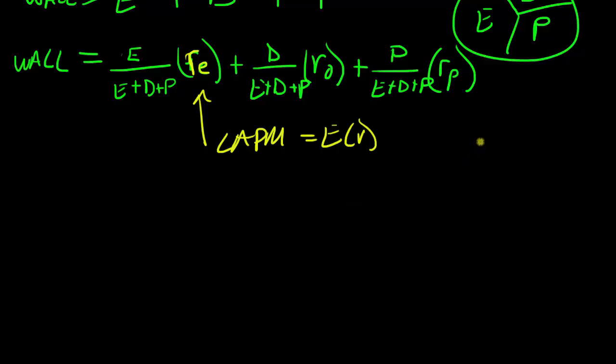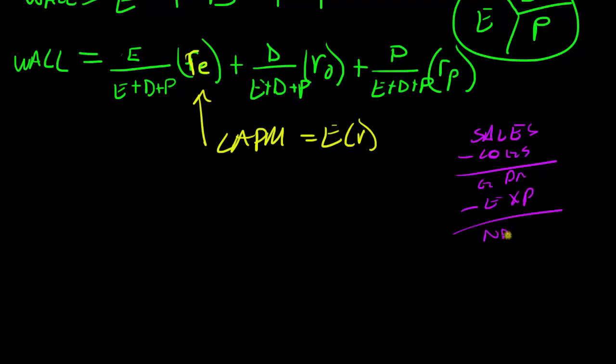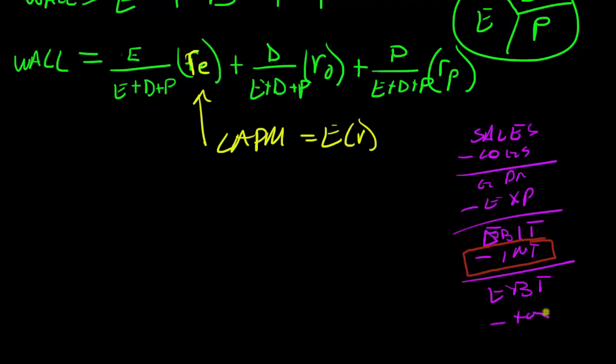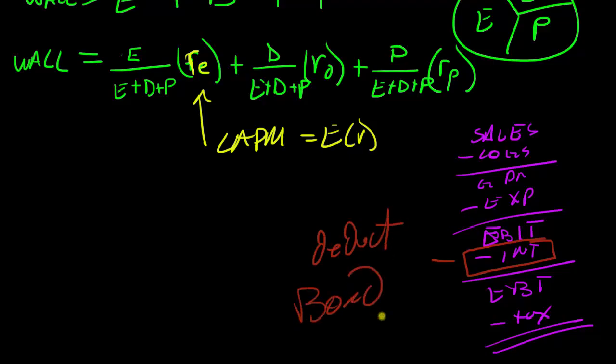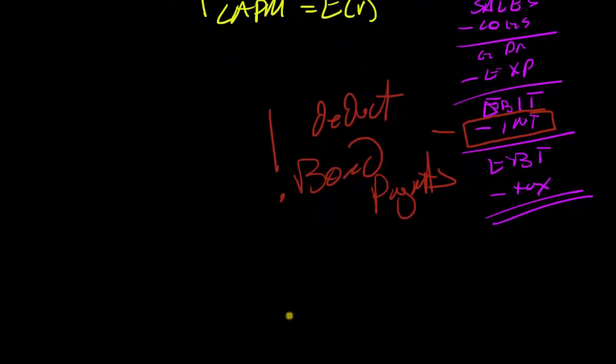And so if we look at our traditional net income statement, sales minus COGS gives me gross profit, minus expenses gives me earnings before interest and taxes, minus interest, and then that gives me EBT and so on. This guy right here, interest, because it comes before taxes, actually gives me an opportunity to deduct my bond payments. That is huge. It means that my debt is tax deductible.